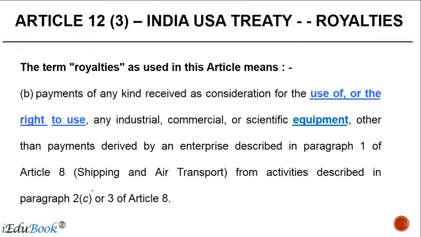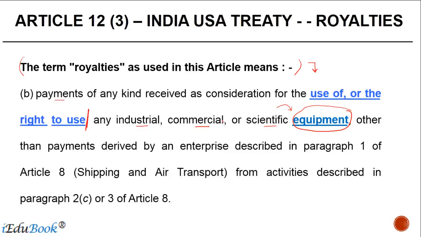The term royalty as used in this article means, I've just copied this for you so that you are able to understand this. Payment of any kind received as a consideration for the use or the right to use. Now up to here it is the same, I'm not explaining it again. Any industrial, commercial, or scientific equipment. Earlier the reference was to industrial, commercial, or scientific experience. Now if you have commercial, industrial, or scientific equipment, any payment for the use or the right to use that will also be considered as royalty.